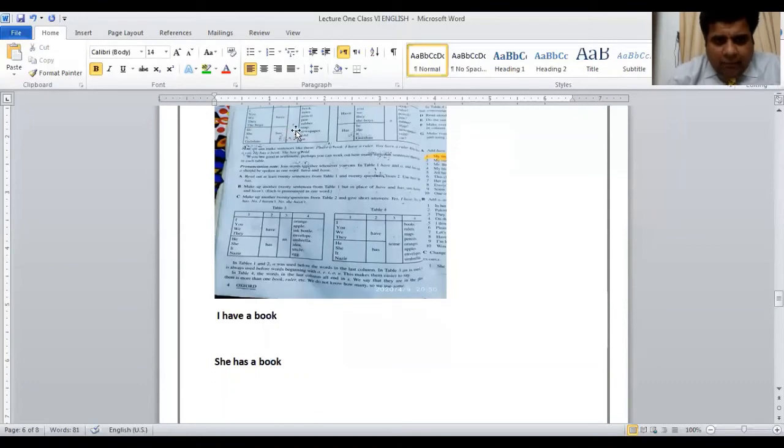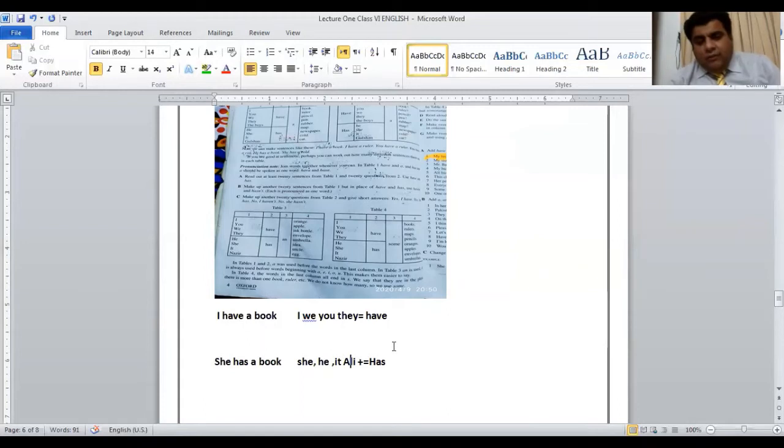I have a book. You have a pencil. You have a ruler. We have like this. With I, we, you, they, all contain what? They contain "have". But here she, he, it, or any name, for example Ali, they all contain "has". So dear students, when we have I, we, you, they, we put "have". When we have he, she, it, or a name, we put "has" over here.